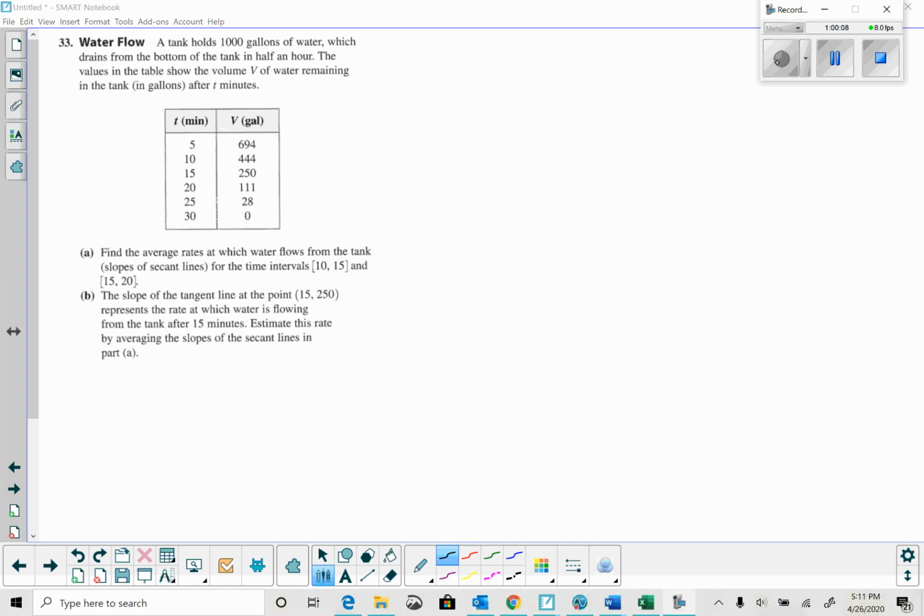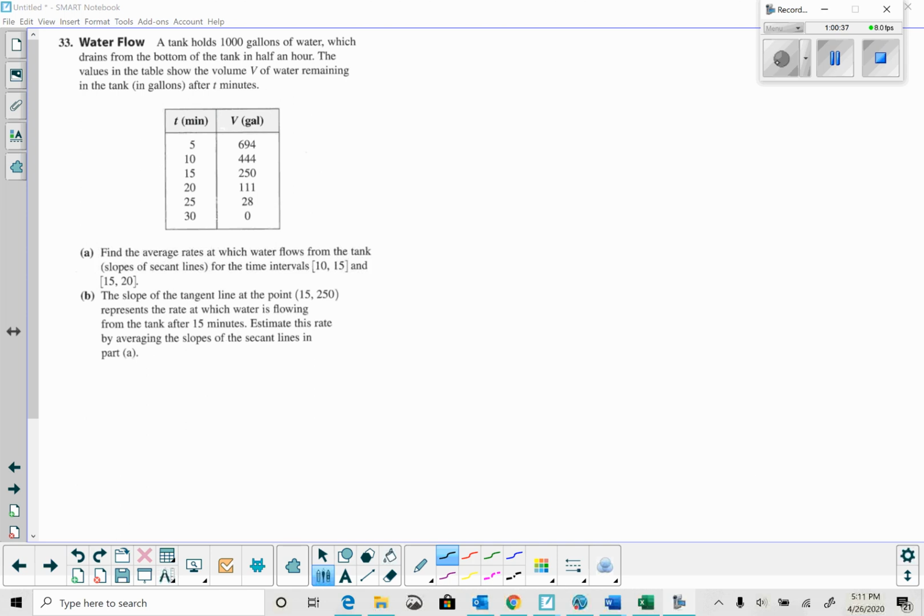All right, let's wrap this up with number 33. A tank holds 1,000 gallons of water, which drains from the bottom of the tank in half an hour. Values of the table show the volume of water remaining in the tank, measured in gallons, after an amount of time measured in minutes. Find the average rates at which the water flows from the tank for the time interval from 10 to 15 minutes and from 15 to 20 minutes.